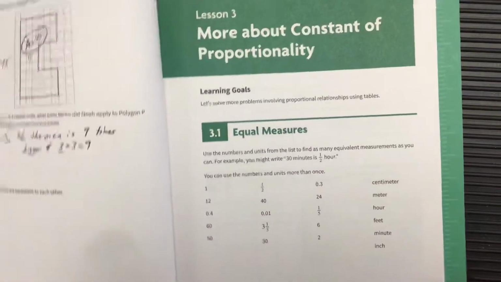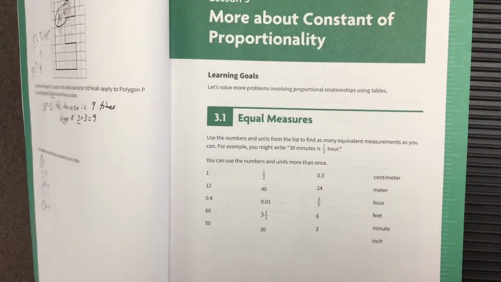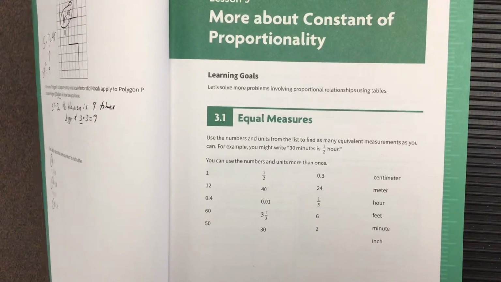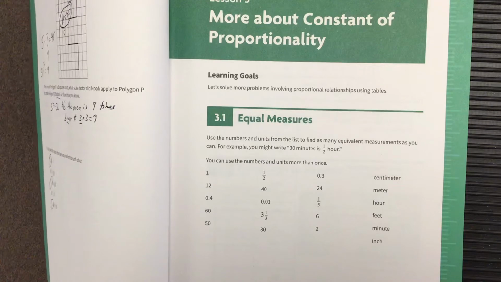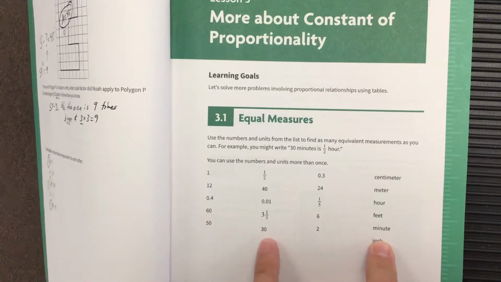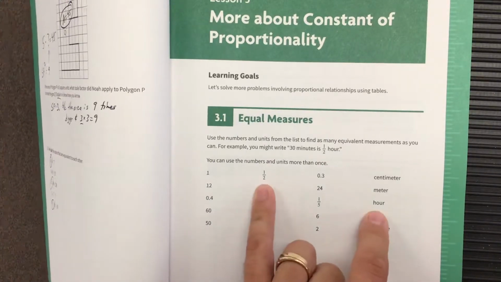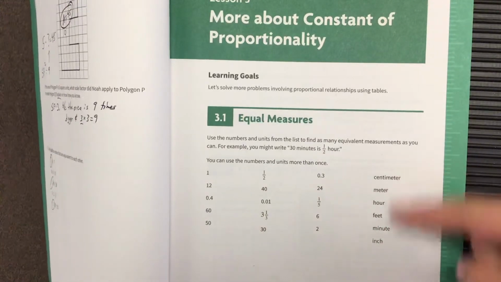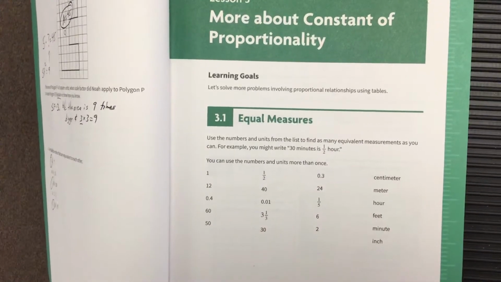So the first example here, just to get our brains going, says use the numbers and units from the list to find as many equivalent measurements as you can. For instance, 30 minutes. These are your labels. So 30 minutes would get matched up with a half hour. So just looking at these numbers and these options, see if you can find a few things that are equal to each other. Equivalent measures.